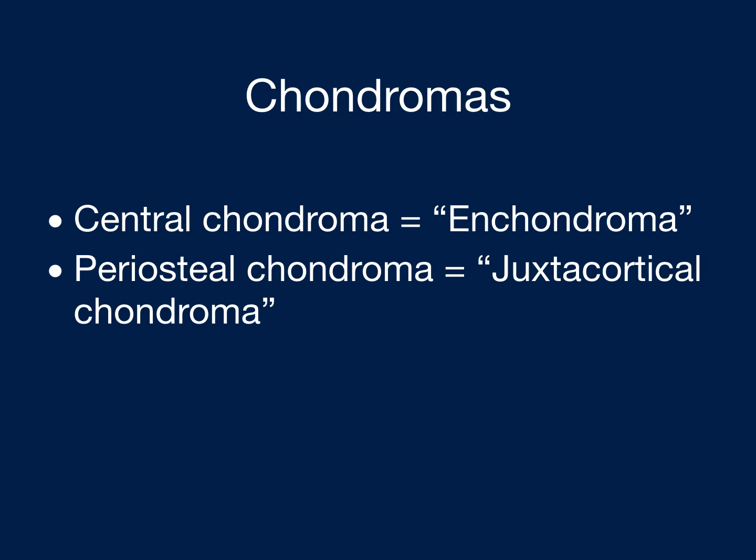The next lesion is the chondroma. And to clarify the terminology, chondromas are actually divided into two types. The central chondroma is almost always referred to as an enchondroma. But there's also the periosteal chondroma, and this is also known as a juxtacortical chondroma.